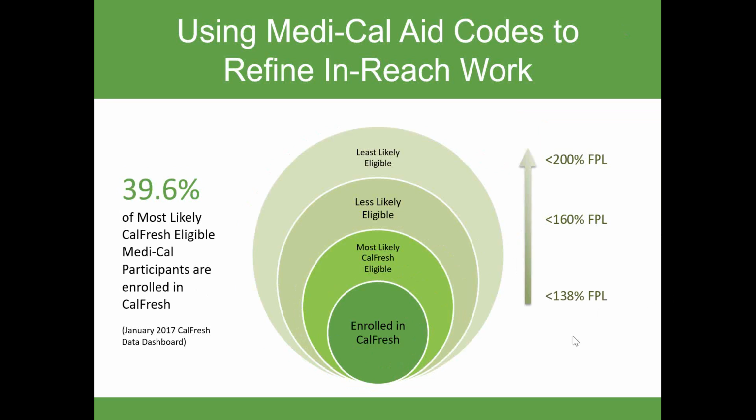When you hear now, moving forward, the most likely eligible or likely eligible for CalFresh, we're talking about MediCal participants who are not categorically ineligible and who have incomes below, according to their aid codes, below 138% FPL. And the statistic here is that statewide, close to 40% of those folks are currently enrolled in CalFresh.